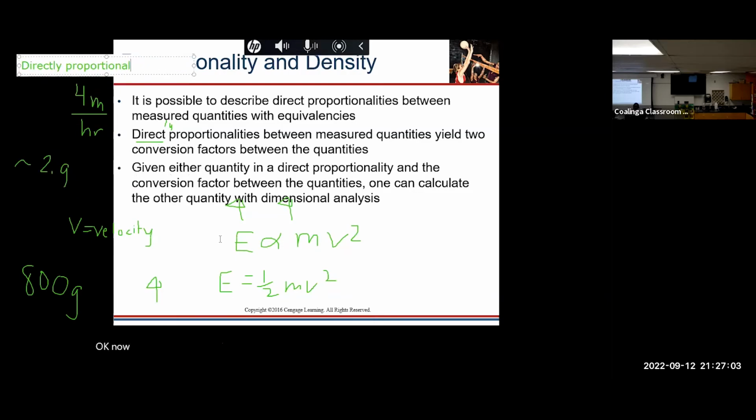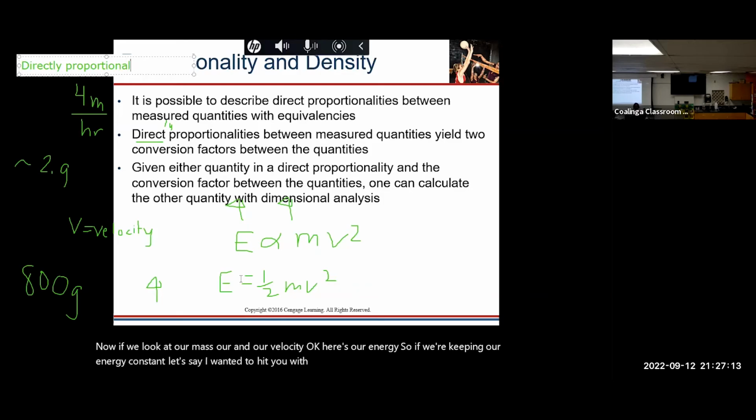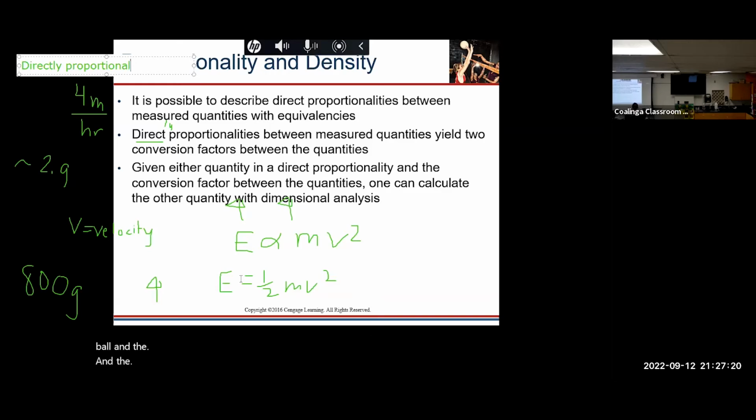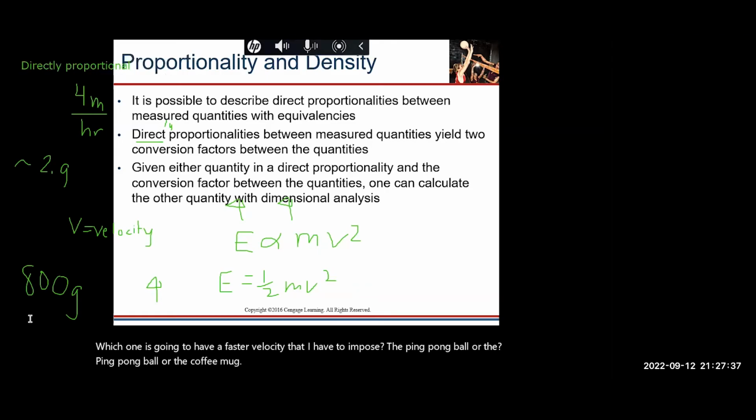If we look at our mass and our velocity, now here's our energy. If we're keeping our energy constant, let's say I wanted to hit you with the same amount of energy, the ping pong ball and the coffee mug. Which one is going to have a faster velocity that I have to impose? The ping pong ball or the coffee mug?